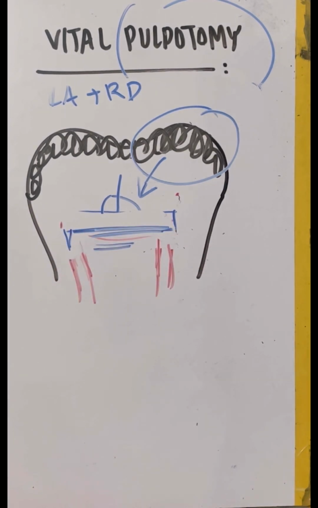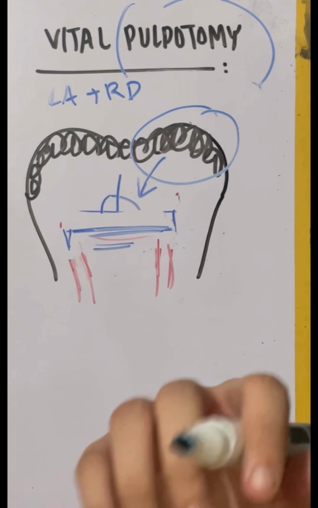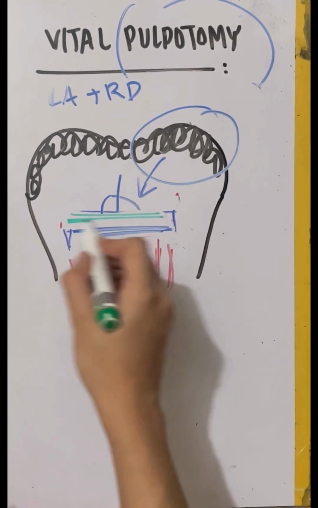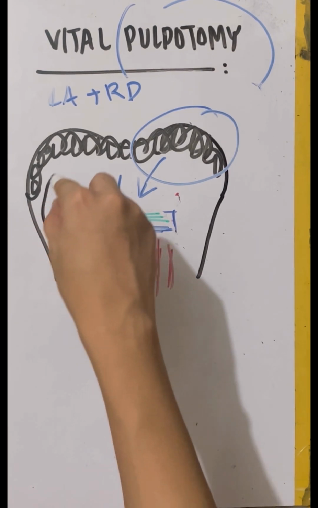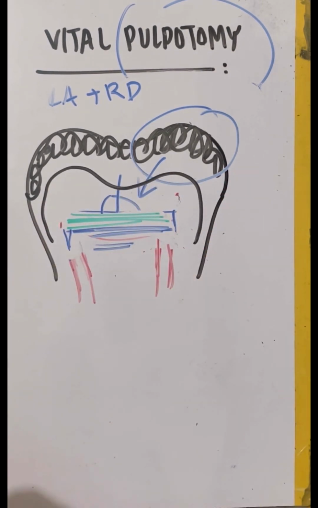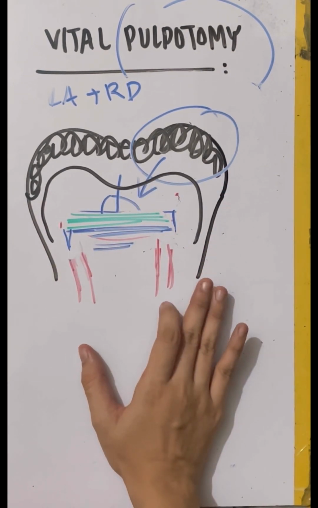After applying ferric sulfate on the radicular pulp, we will check if there is any hemorrhage or not. If there is any hemorrhage, we will repeat the process of the ferric sulfate. If not, then we will fill the chamber with MTA, and then we will place a stainless steel crown. So this is the procedure of vital pulpotomy.